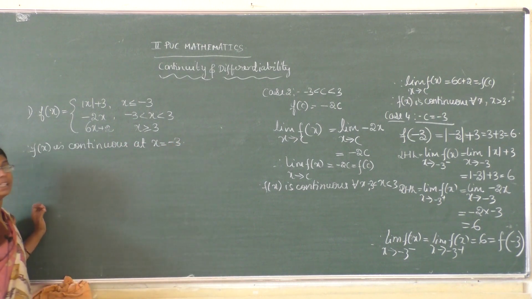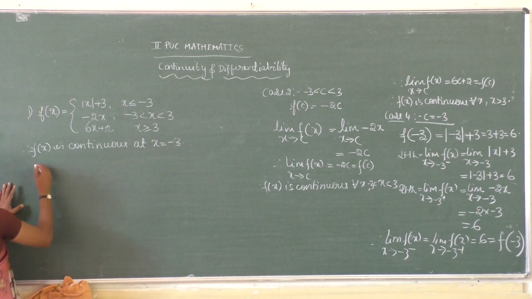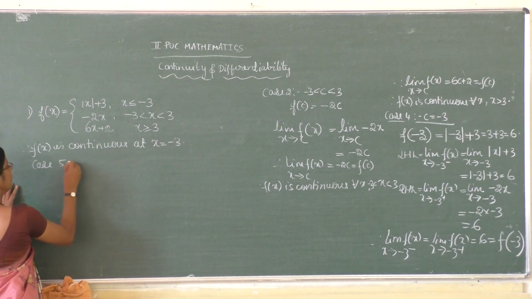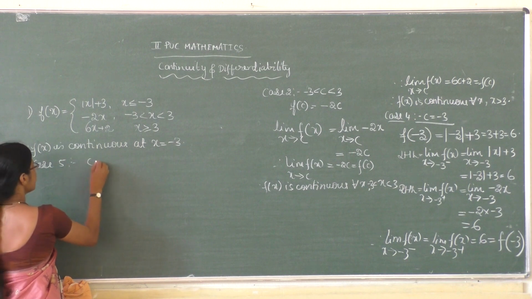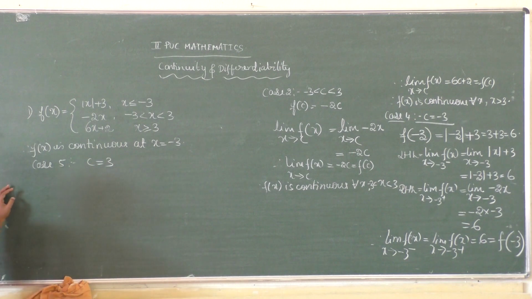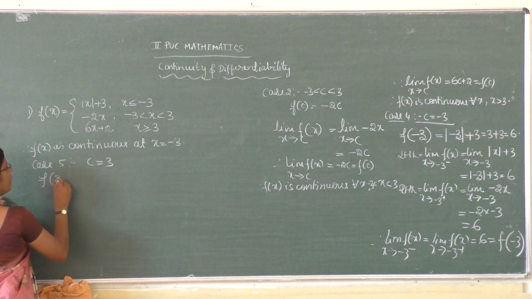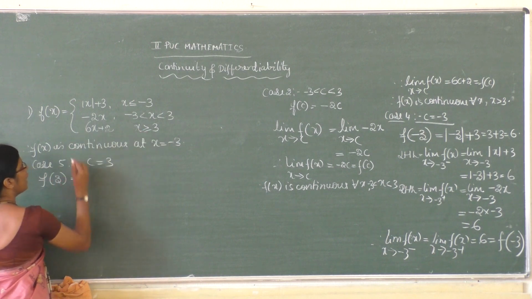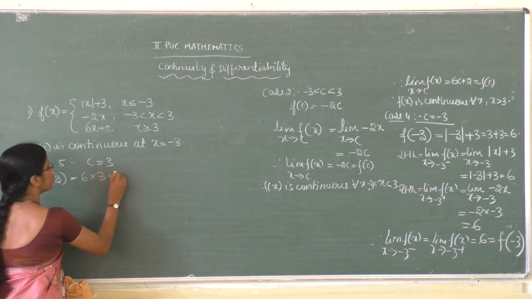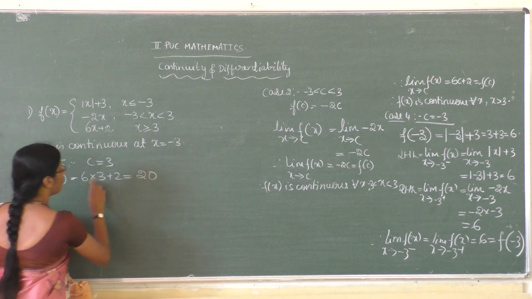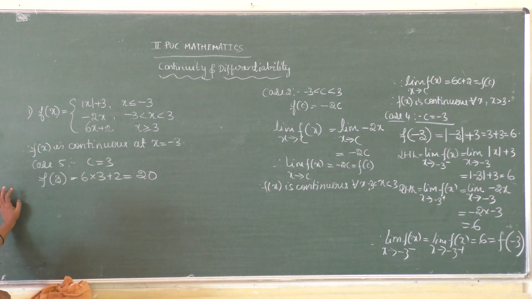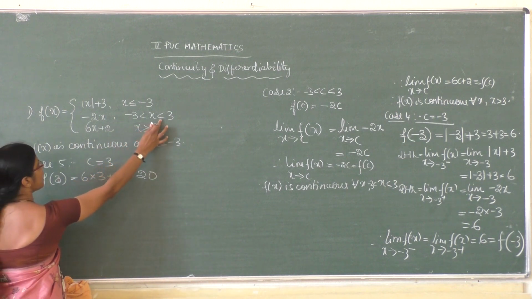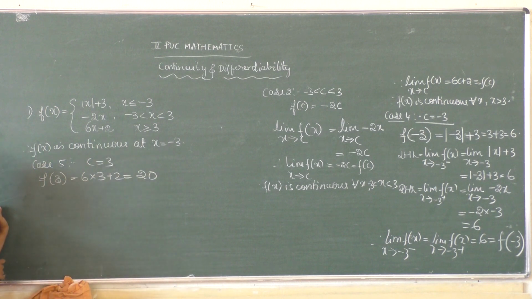Okay, and now the last case is case 5, c equal to 3. Function value f of 3, when x equal to 3, 6 into 3 plus 2, so 18 plus 2, that is 20. Then here also less than 3 and greater than 3 we have different definitions, so we have to take left hand limit and right hand limit.